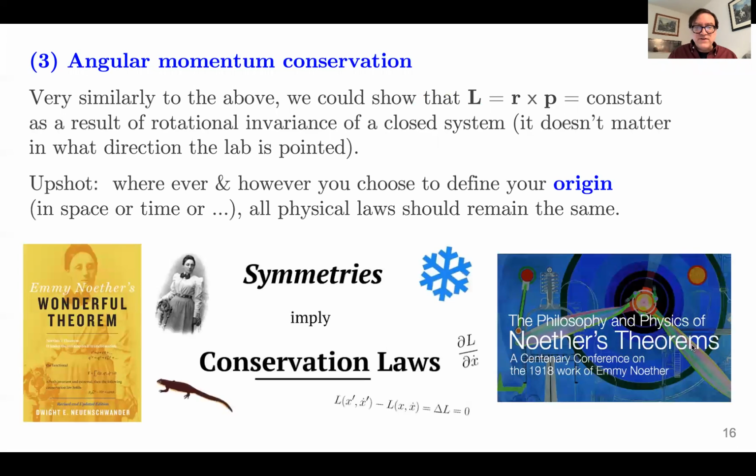Yes, right. So this is a very general thing. In the last 100 years, it's sort of taken the physics world by storm as a very fundamental result in classical physics. And in fact, there are other applications too. There are all sorts of quantum mechanics and particle physics applications of it in group theory. But yeah, however you choose to define your origin in space or time, the physical laws should remain the same.